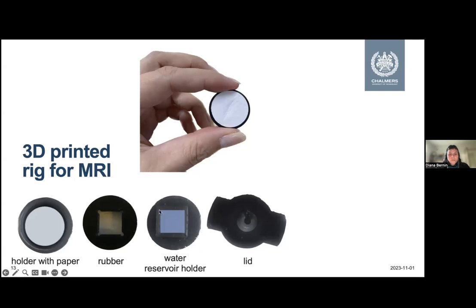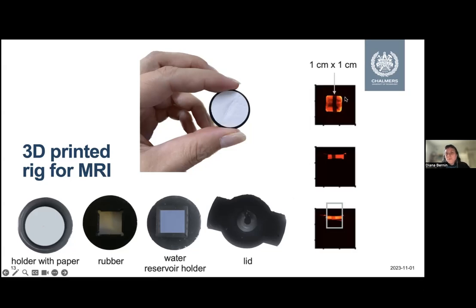And this water reservoir is also important, because we don't want to get water that is getting from the sides. We really want to study the water transport from this square into the paper. And then we have a lid, and this lid is going to exert some pressure both on this holder and also on the rubber, to make sure that water is not going anywhere else where it shouldn't go. And here this lid has the option also to add water inside the magnet, so that we can basically measure it in situ.